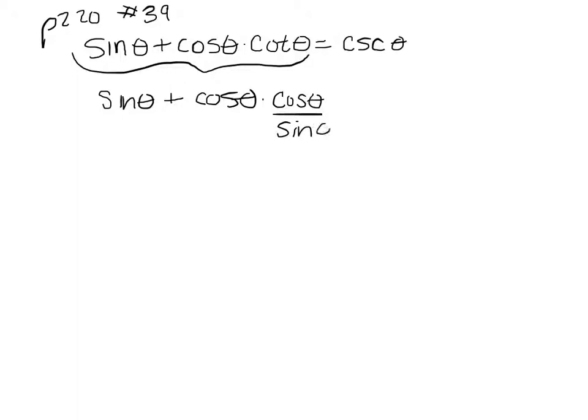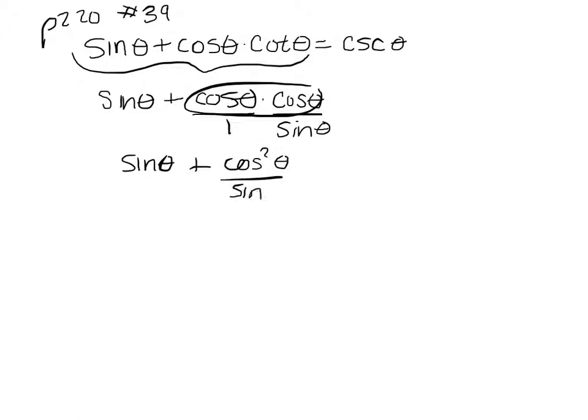Notice I'm not writing the other side at all. I'm ignoring cosecant for now. I pretend it doesn't even exist. All right, now when I do this, I can simplify. This is cosine over 1, so I can multiply the tops together. So I have sine theta plus cosine squared theta over sine theta. Now I'm trying to add these two things together, but since this is a fraction, I need to make this one into a fraction. So I'm going to put it over 1, and then I need a common denominator.